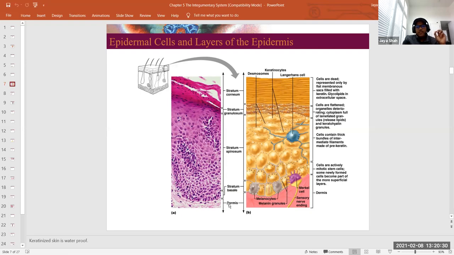Now, if you see the same thing in the diagram, you see here dermis, dense connective tissue. And then you have stratum basal. So what are the cells in the stratum basal? All the cells here, you have the keratinocytes. These are the keratinocytes, the yellow cells. Then some cells are Merkel cells. Your Merkel cells are attached to the nerve fibers. That's why when you touch your skin, a Merkel cell gives the touch feeling to this nerve and sends it to your brain. Then you have the melanocytes.